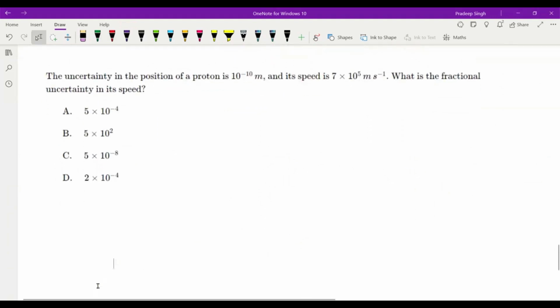Try this. This is a formula-based direct question. So just for reference, I'm writing down the formula. Delta X into delta P is h by 4 pi.